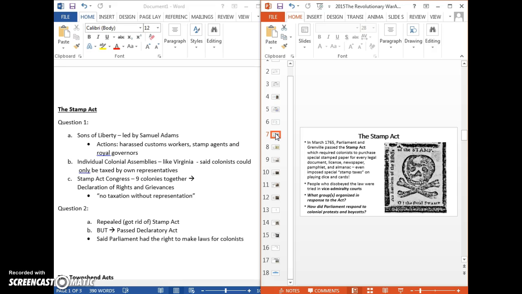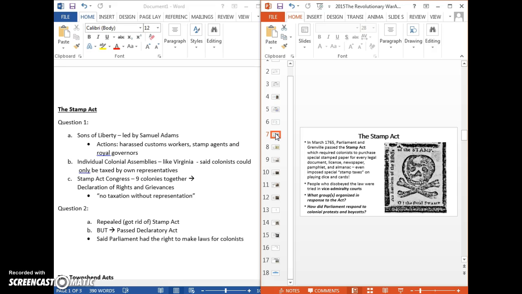Some other actions that the colonists took: you saw individual colonial assemblies, which are like the governments of the colonies. These colonial assemblies, such as Virginia, said that colonists could only be taxed by their own representatives. This is the whole idea of no taxation without representation.